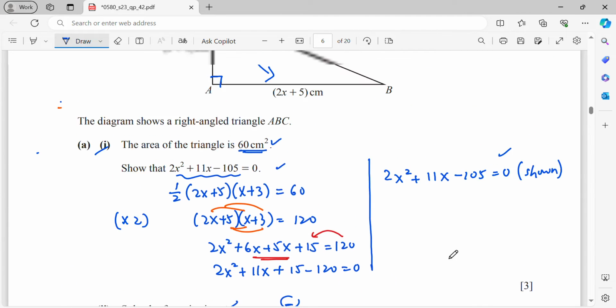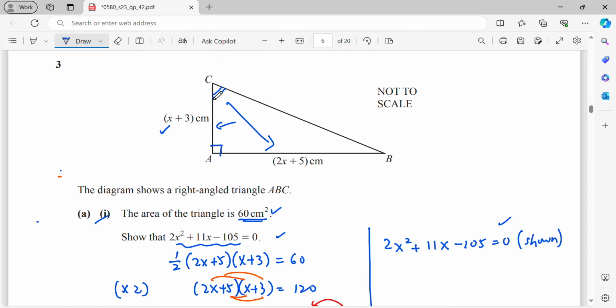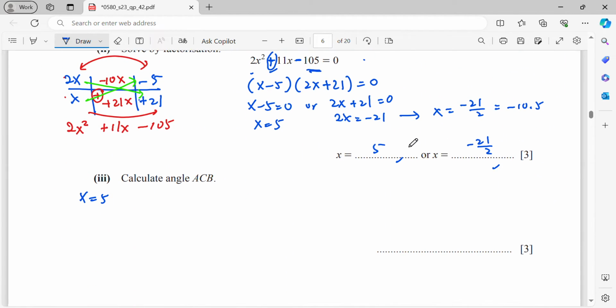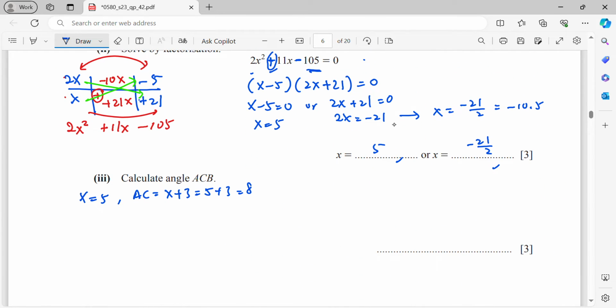When you substitute this negative value into CA, that means negative 10.5 plus 3, you get a negative length, which is not possible. Therefore, our x must be 5. So from here, I know that my AC is x plus 3. That means 5 plus 3, which is 8. Then my AB is 2x plus 5. Therefore, 2 times 5 plus 5, you get 15.